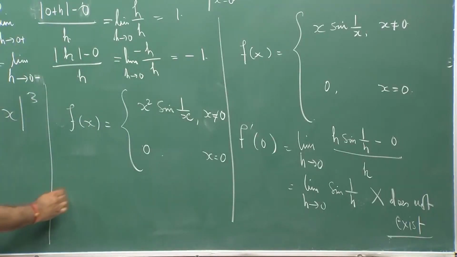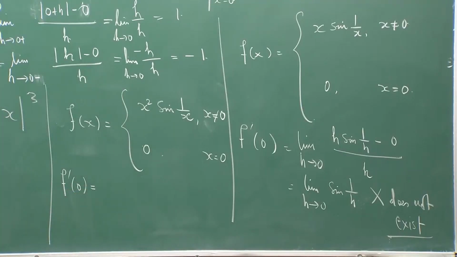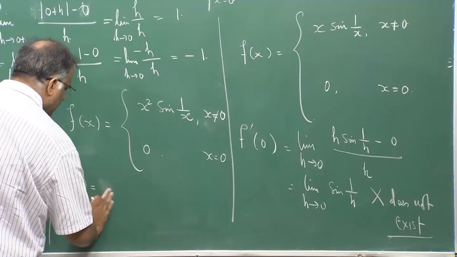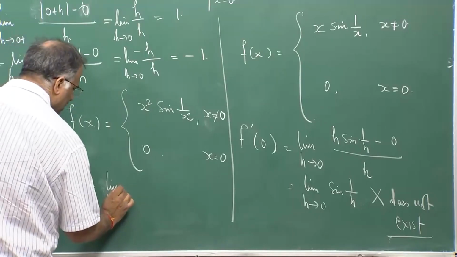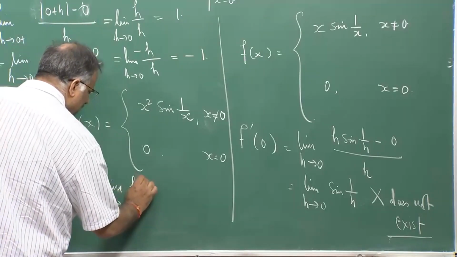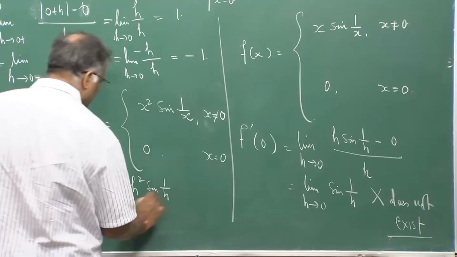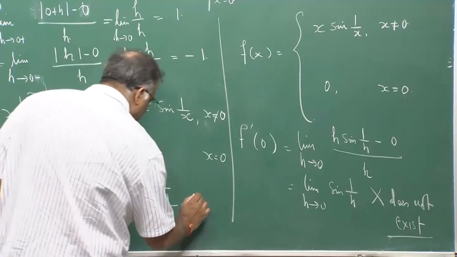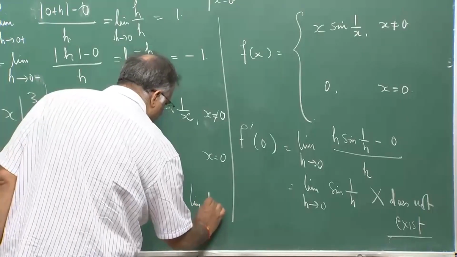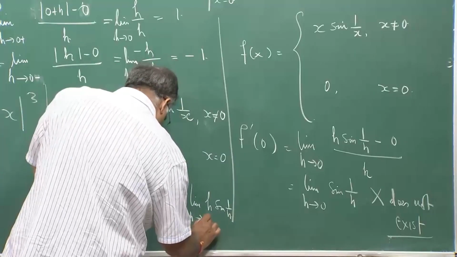Now what is f dash 0? f dash 0 is nothing but the limit as h tends to 0 of h square sine 1 by h minus 0, divided by h. So here h will cancel and it becomes the limit of h sine 1 by h as h tends to 0.